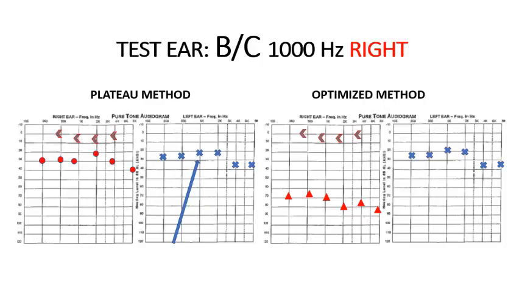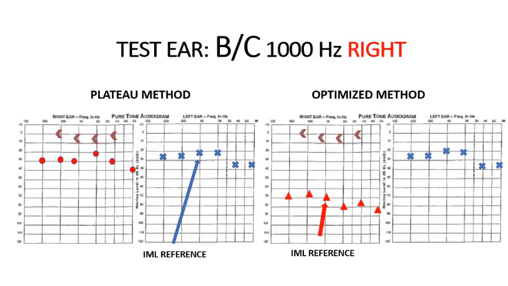In both of these cases, our test ear will be the right ear, and we'll need to test the bone conduction responses from that ear. The non-test ear will be the ear we want to mask. In both cases, it's the left ear. Let's look at 1000 Hertz for both situations. We have the two methods of masking.